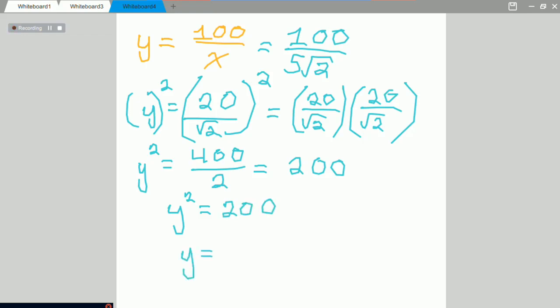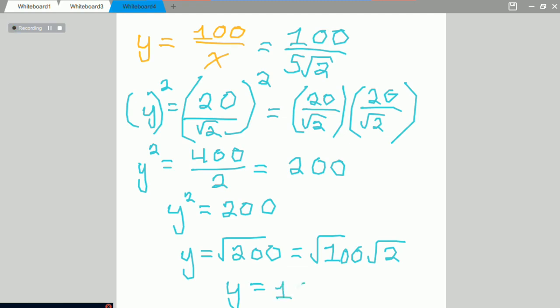And now, if we take the square root of both sides, we get y is equal to the square root of 200, which actually simplifies to 10 radical 2. And if we did the math, we take the square root of 100, we get 10. We get 10 square root 2. And that's our critical point for y.